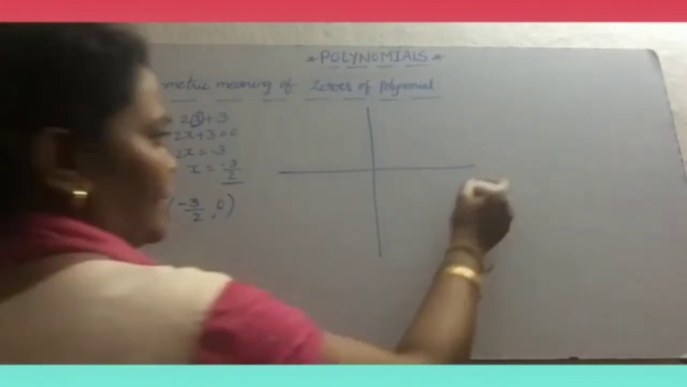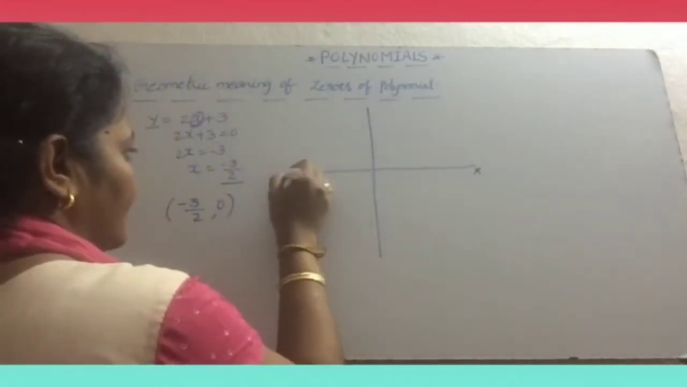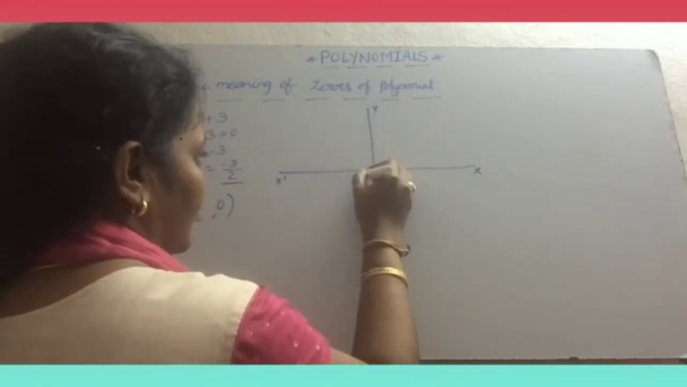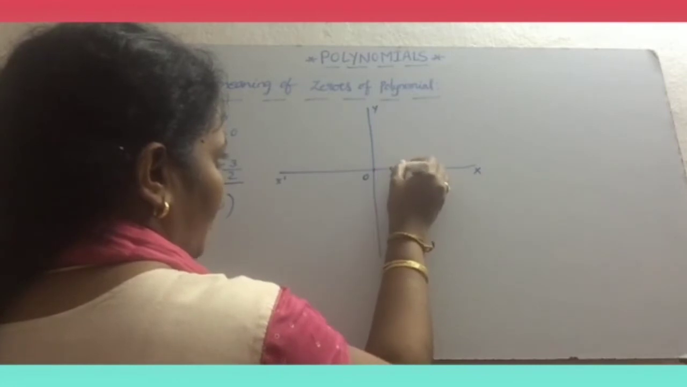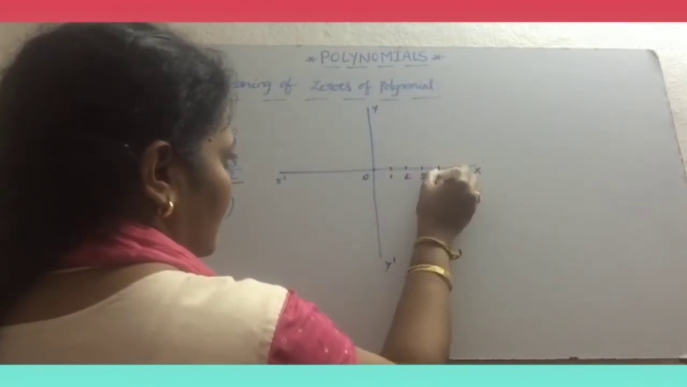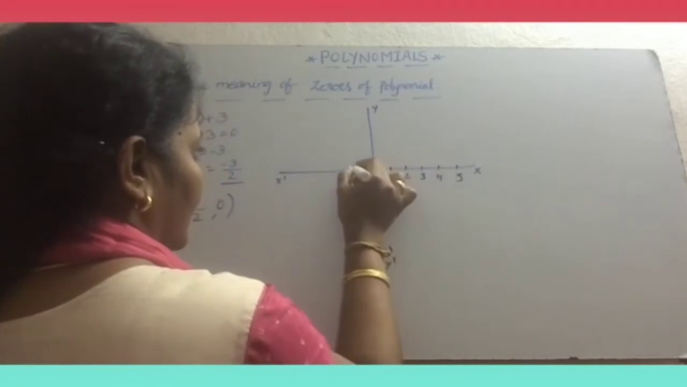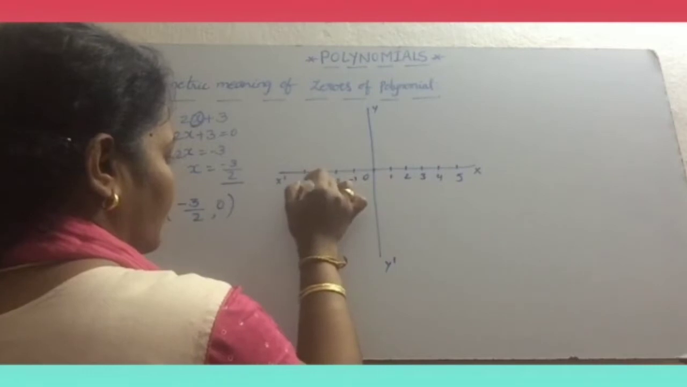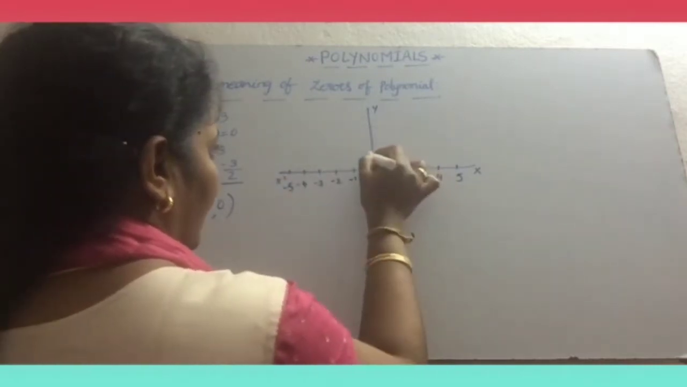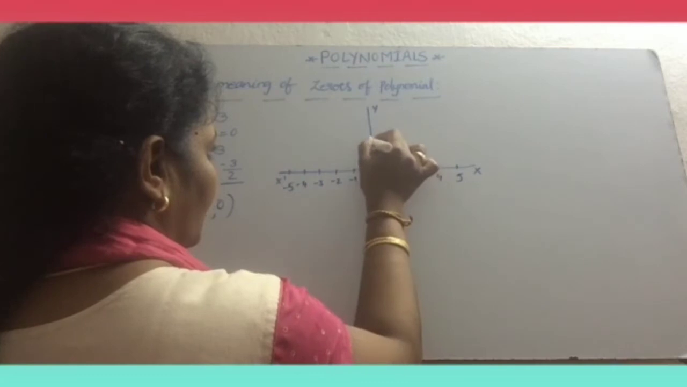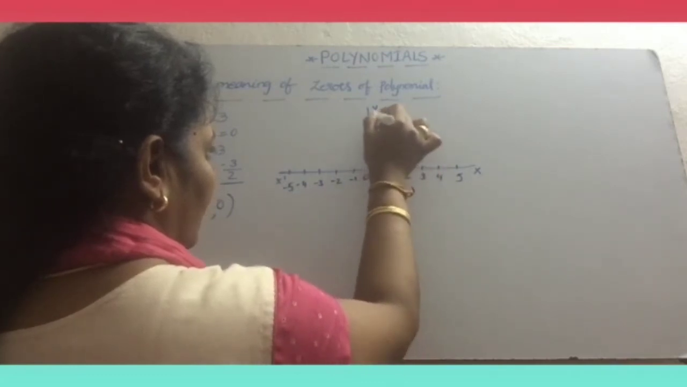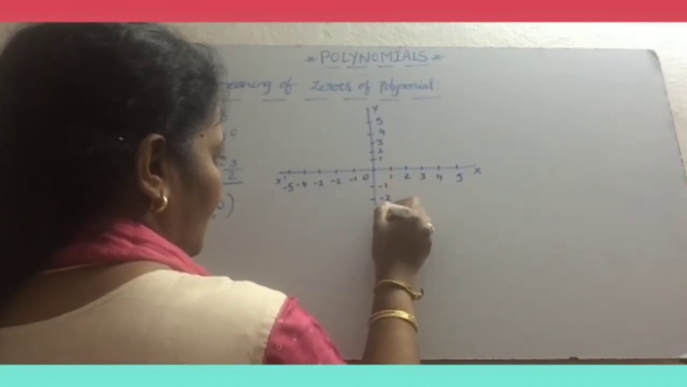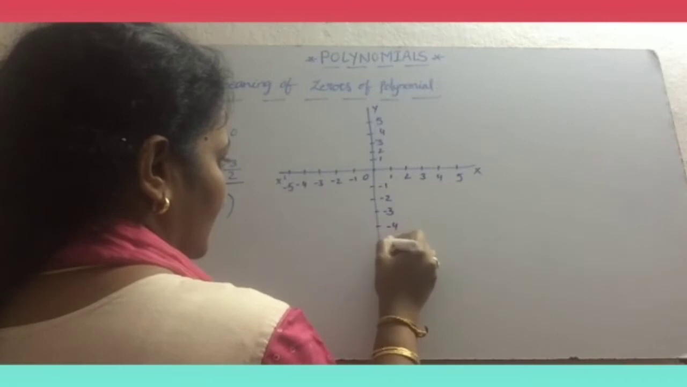if we take a graph, this is the x-axis and this is x dash, this is y and this is y dash, that is the origin 0, then 1, 2, 3, 4, 5, here negative 1, 2, 3, 4 and 5, and here 1, 2, 3, 4, 5, minus 1, minus 2, minus 3, minus 4 and minus 5.